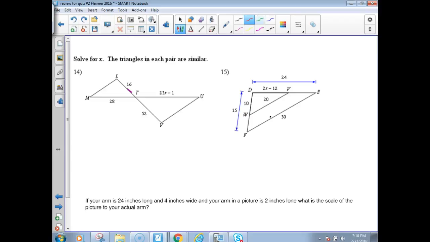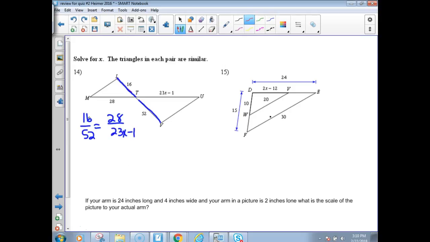All right, glad you asked. All right, so about this one. Can't do any of those things on there, though. It's only when you get the side splitter theorem for that last one. You could do it on here, maybe. All right, so short side. Which one's the short side over on the other figure? The 52. So 16 over 52 equals 28 over 23x minus 1.